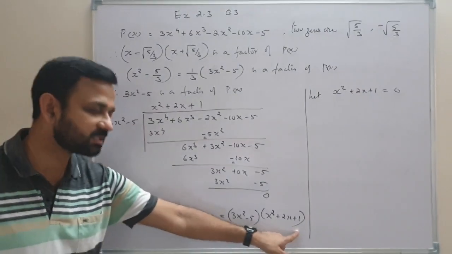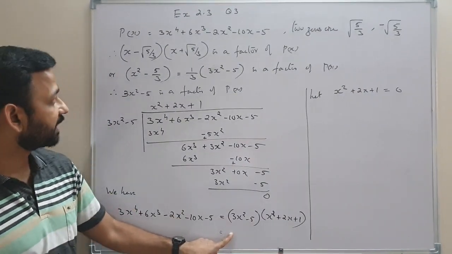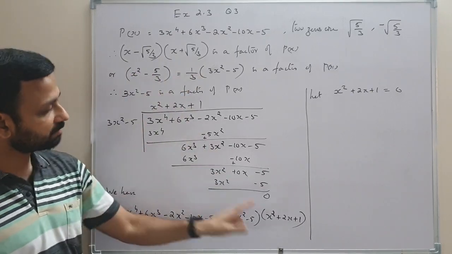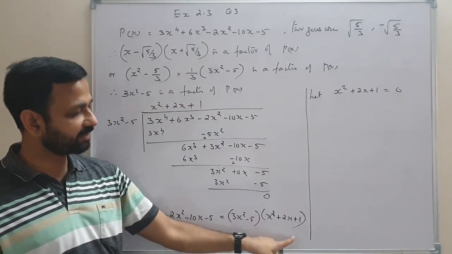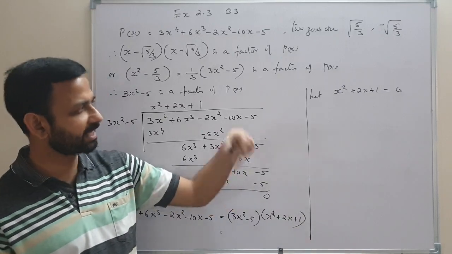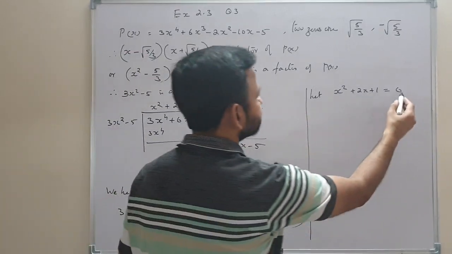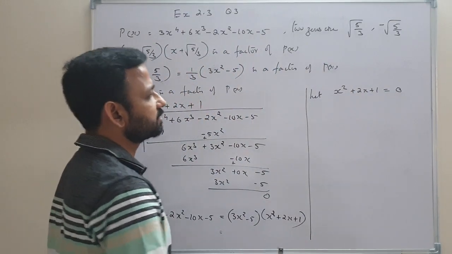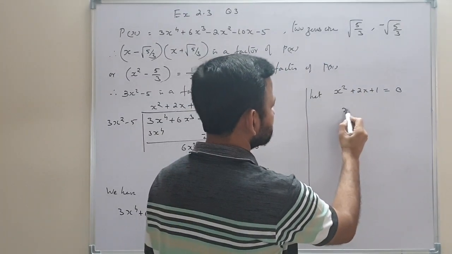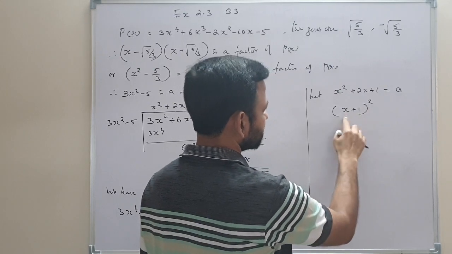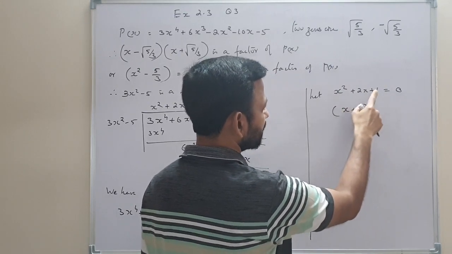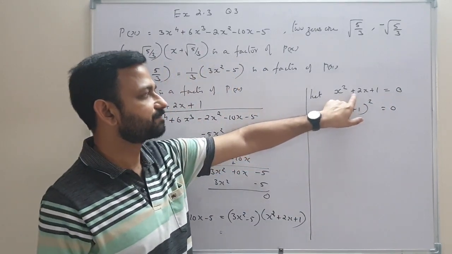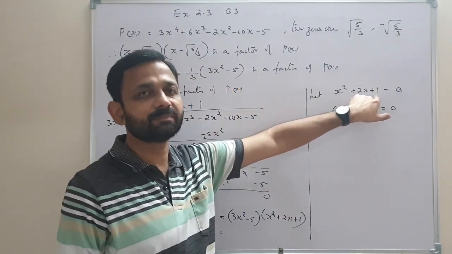Or we can factorize here. We can write the factors of this expression by splitting the middle term, or you can take it separately and factorize. Here I am taking it separately. x² + 2x + 1 = 0. That is (x + 1)², because the expansion of (x + 1)² is x² + 2x + 1.